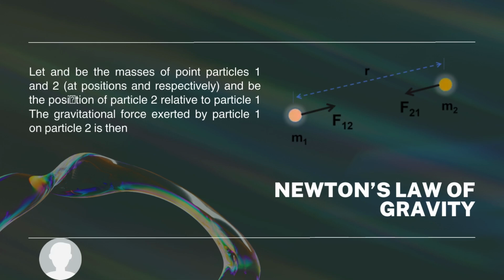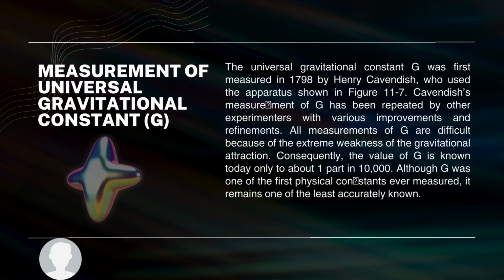Let m1 and m2 be the masses of point particles 1 and 2 at positions r1 and r2 respectively, and let r be the position of particle 2 relative to particle 1. The gravitational force exerted by particle 1 on particle 2 is then mathematically F equals G times mass m1 times mass m2 divided by r squared, where G is the universal gravitational constant. It was derived by Newton on the basis of Kepler's laws of planetary motion. And that's all the explanation of Newton's law of gravity.